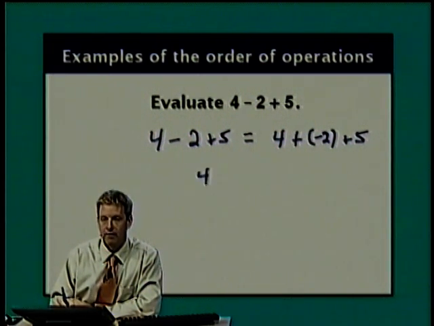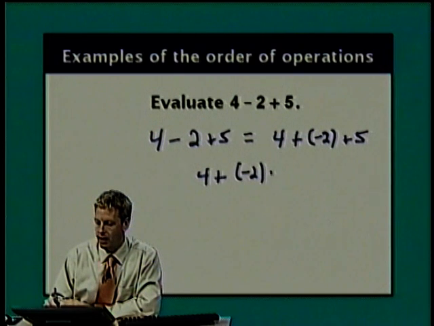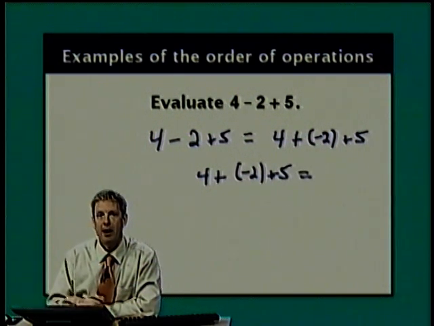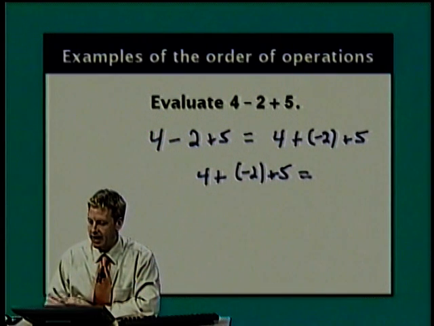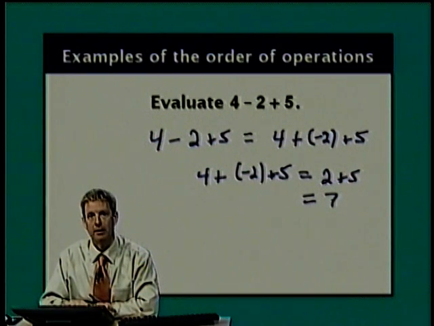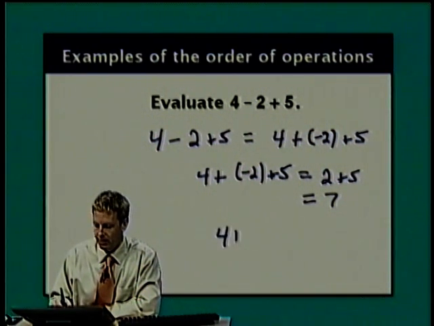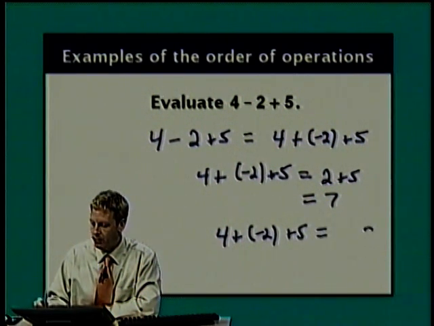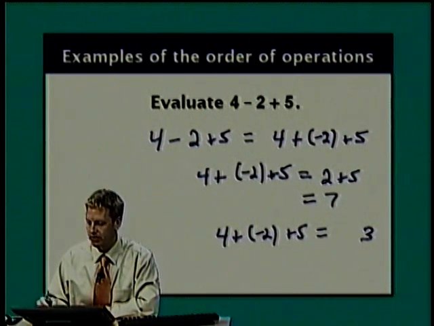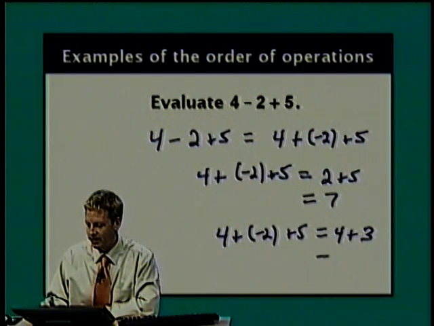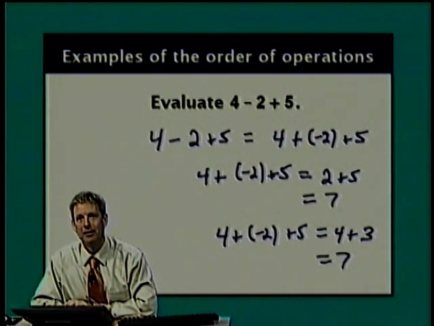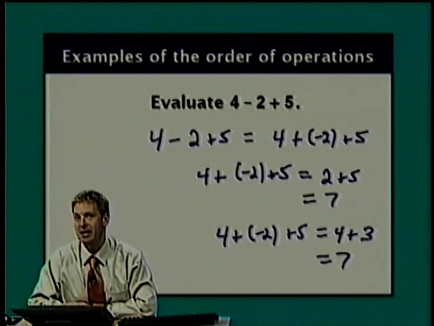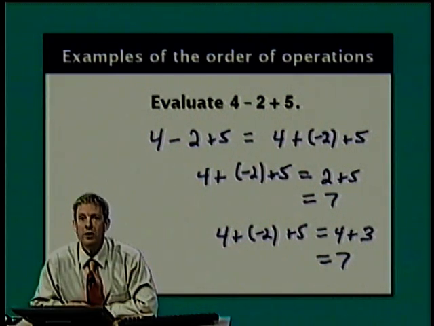If we find 4 plus negative 2 plus 5, and we perform the operations left to right, 4 plus negative 2 is 2. Then when we add 5, we end up with 7. If, on the other hand, we had decided to first add the two numbers on the right, that would have resulted in 3. Negative 2 plus 5 is 3. When 3 is added to 4, we also get 7. So it turns out that if the only operation is addition, it doesn't matter which order you do the addition in. You get 7 either way.